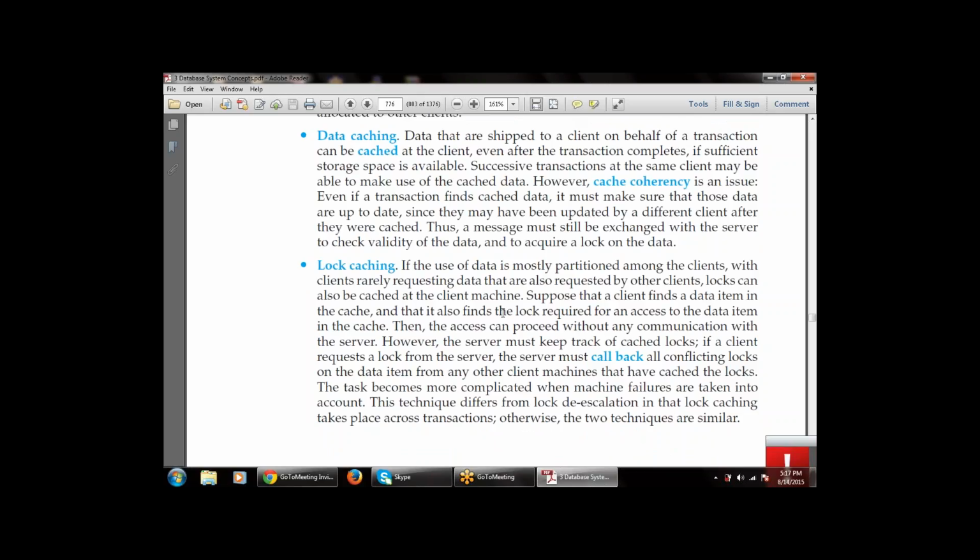Therefore, the access can be processed without any communication with the server. Whatever communication is provided is provided with the database servers. Then the access can proceed without any communication with the server. So whatever content is available, they can access the available content in the database system.